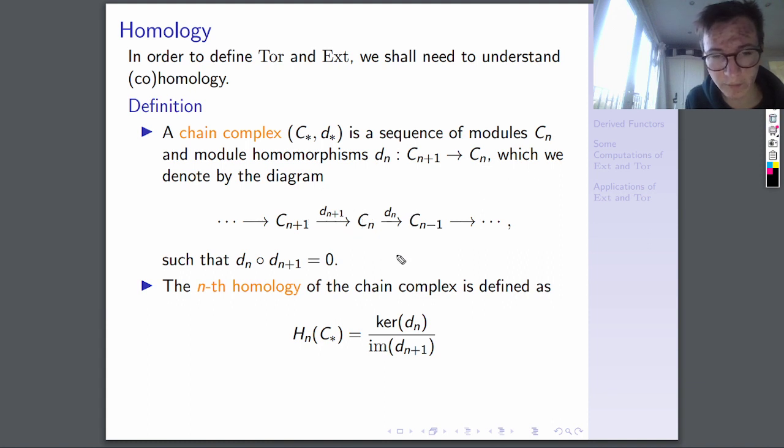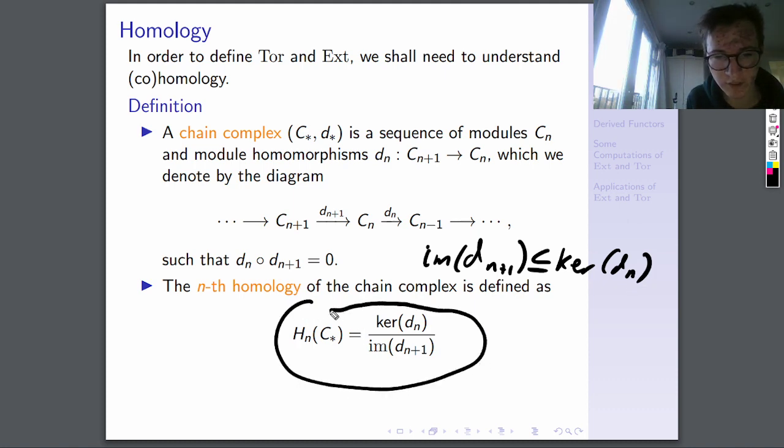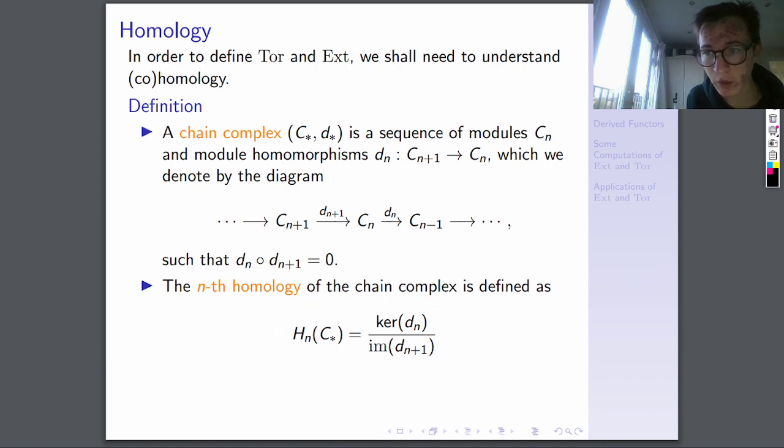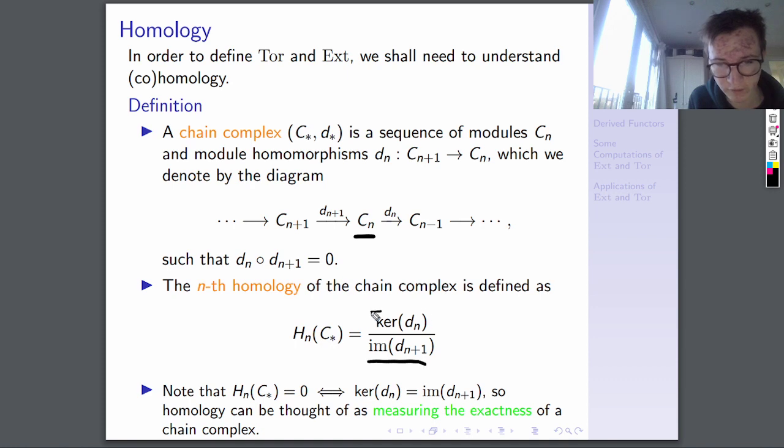So in other words, this means that the image of the (n+1)th differential is a subset of the kernel of d_n, and so we're well within our rights to take this quotient here because it's well defined because of this relation here. And the point of taking this quotient is because when the homology is 0, so at this nth point here, this only happens when the image is equal to the kernel.